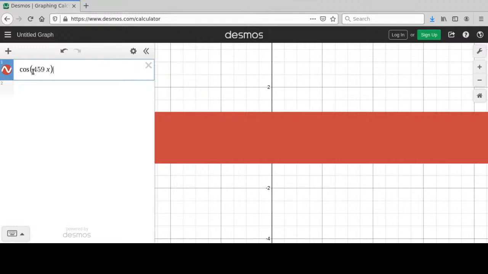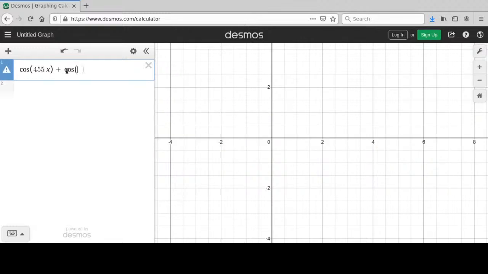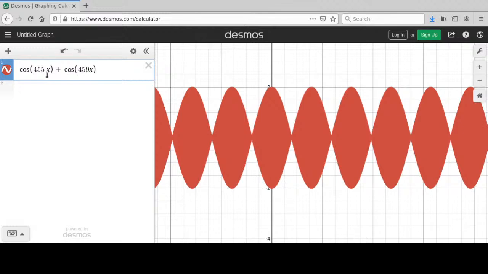If we add the two together, guess what you see? So let's go back to 455 here, plus cosine of 459. This is x because Desmos works with x instead of t, but you can think of the x variable there as your time. Take a look at what you're seeing now. You're not seeing a solid red bar, which would be like a solid note. What you're seeing is loud, soft, loud, soft, loud, soft, like that. Those are the beats. This one blob right there, that's a beat. This would be its neighboring beat, and then a neighboring beat, and so on.